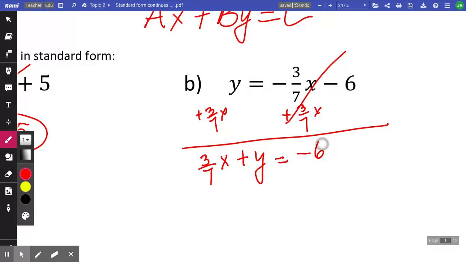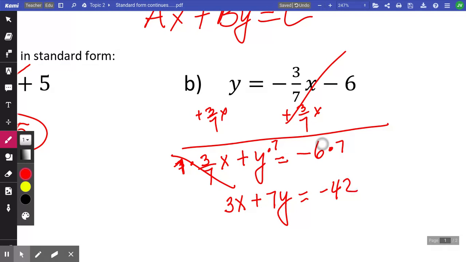So for me to do that, I have to get rid of this 7. Since 3 is being divided by 7, if I multiply by 7, I can cancel that 7. But I would have to do the same thing with the other terms. So y times 7, but also on the other side, negative 6 times 7. So I have to keep the balance between the two sides. Okay, so we have 3x plus 7y equals negative 42. And now this is in standard form, where a is 3, b is 7, and c is negative 42.